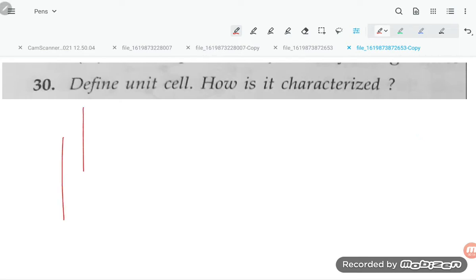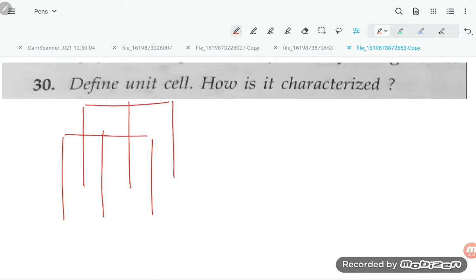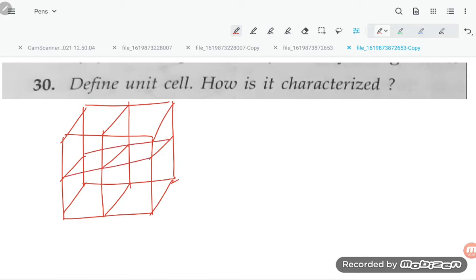Suppose, student, we have a large crystal. This is the crystal lattice, student. Now in this crystal lattice there are so many unit cells possible, student. So they are asking, what is the unit cell? Okay, so this is a unit cell.